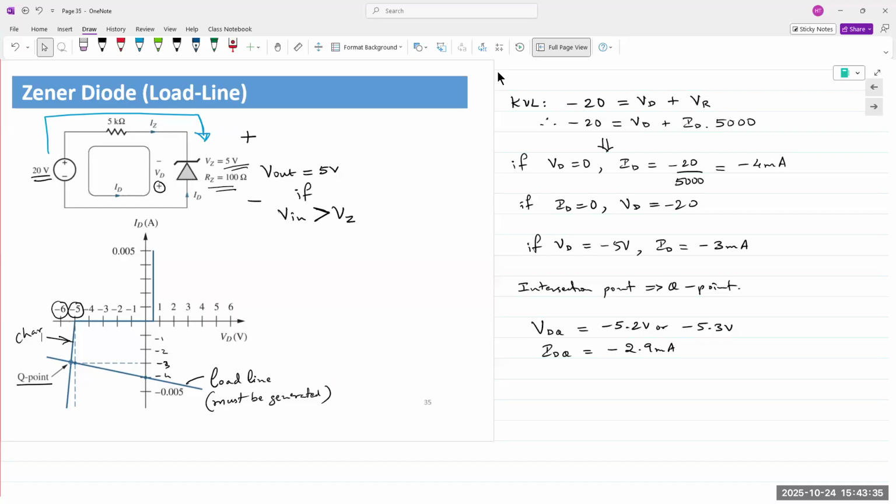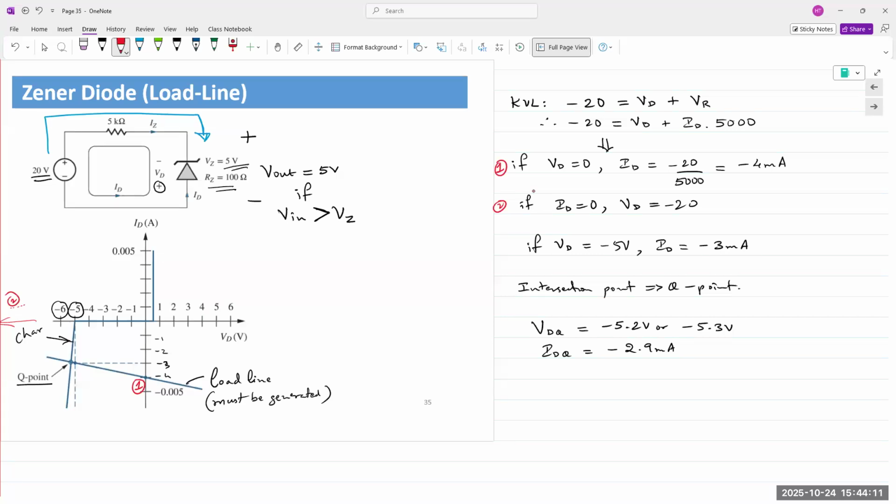So we obtain the first point. Let me note it down. This is the first point, which is right here. When VD is 0, ID is -4, right? And then the second one is when ID is 0, VD is -20. Well, that would be somewhere to the left, so it's not observable. I mean, we could take a chart paper and draw it out, but it's just easier to plug it in within our range.